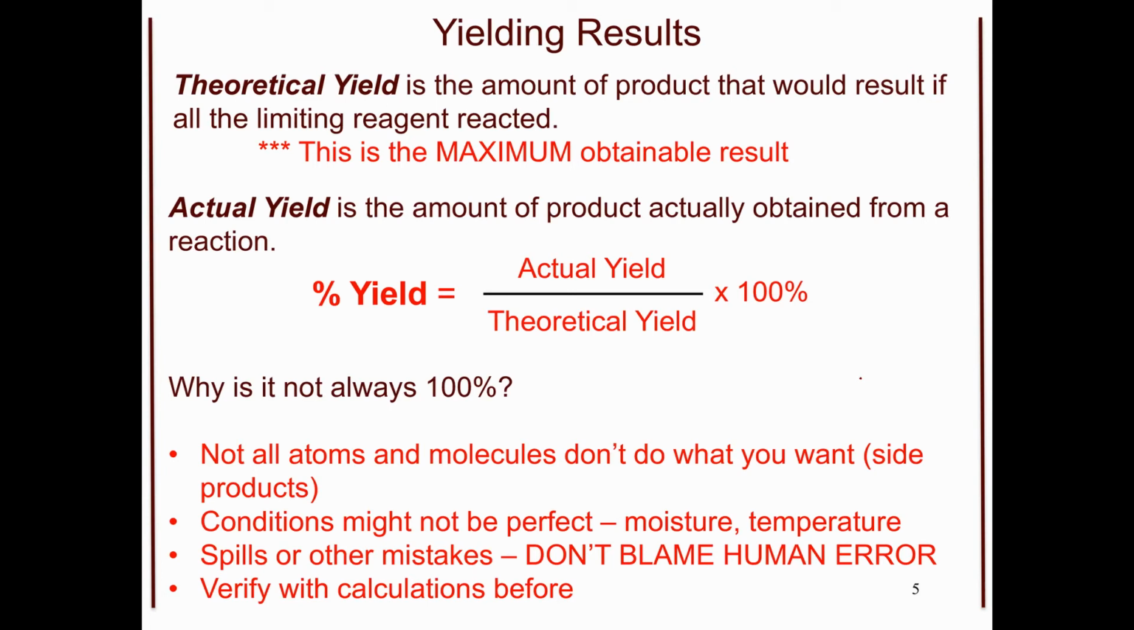You might spill something or make mistakes. One of the biggest issues with undergraduate students is they blame it on human error. Yes, human error does happen, but there are many other reasons for a lower actual yield than just blaming it on your lab partner. The other thing you need to do is verify with your calculations beforehand. When doing any stoichiometry or reactions in a lab, it is best to do all of the theoretical yield calculations prior to doing any benchtop exercise. Then when you have completed all of your experiments, you can take your yield and see what your percent yield is when you have finished the reaction.